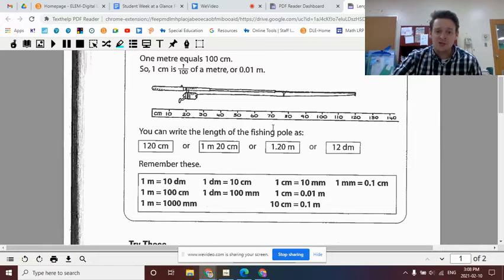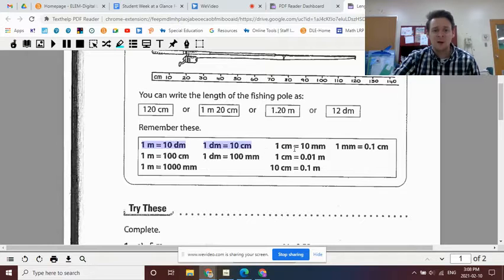You could write the length of the fishing pole as the following. We see this fishing pole is 120 centimeters long. We could say it's 1 meter and 20 centimeters long. We could say it's 1.2 meters. Or we could even say it's 12 decimeters. Okay, and then these are going to be some really helpful conversions when you do your work at the bottom. It's just a reminder that in 1 meter, there's 10 decimeters, just like I showed you in the beginning part of the video. In 1 meter, there's 100 centimeters, and in 1 meter, there's 1,000 millimeters.